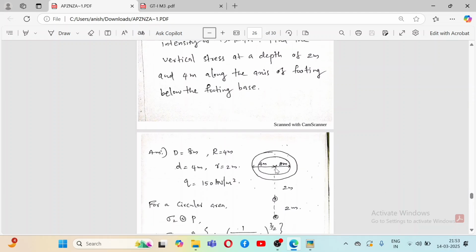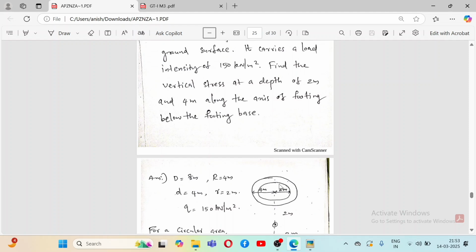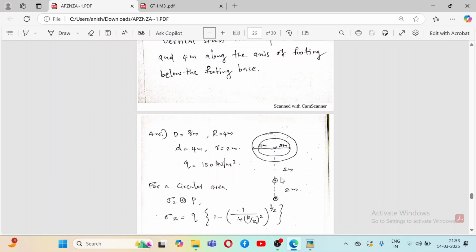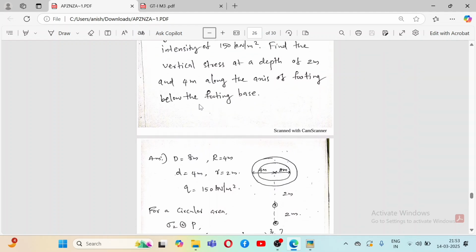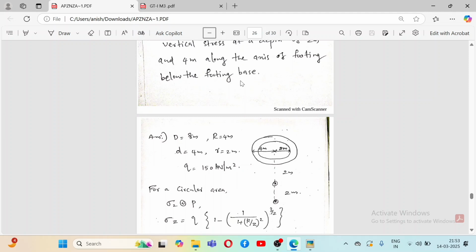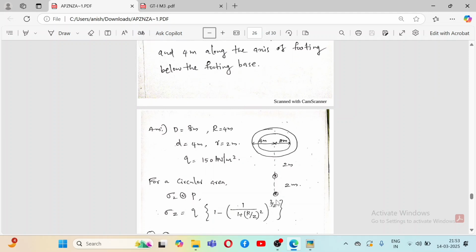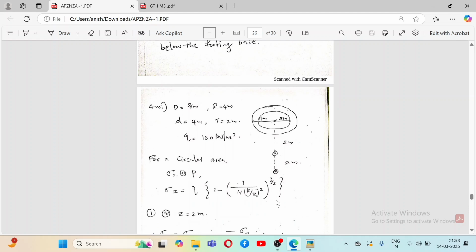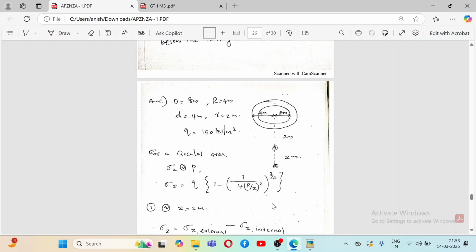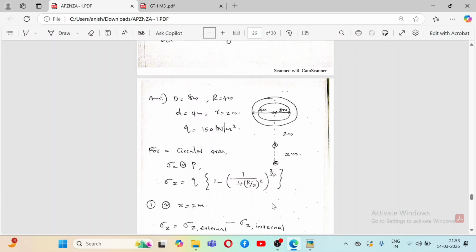Right. First, we need to find for a 2 meter distance. Find the vertical stress at a depth of 2 meter. Then what is given? And 4 meter along the axis of footing. Again 2 meter plus 2, so it will be total 4 meter. Right. For a circular area, for point P, sigma z is equal to q into 1 minus 1 by 1 plus (R by z) whole square, whole to the power 3 by 2. It's a direct equation.